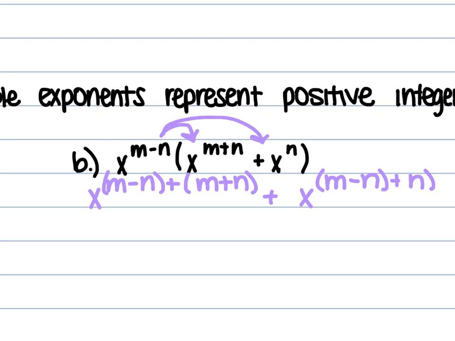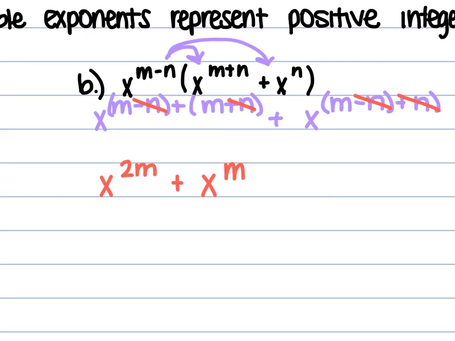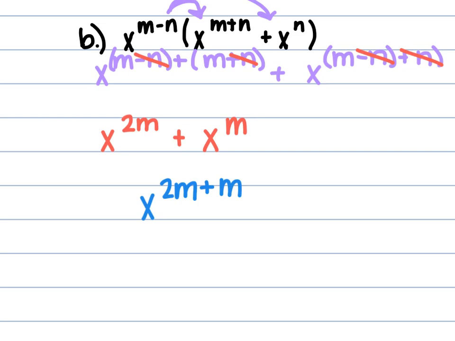So combine your like terms in those exponents. So keep the x. The m plus m is 2m. The negative n plus n cancels out. From there, keep the x, do the same thing. The m doesn't add up with another m, so drop it down or leave it. And then the negative n plus n cancels out. So you now have x to the power of 2m plus x to the power of m. We're going to keep the x, add the exponents. So x to the power of 2m plus m is x to the 3m.